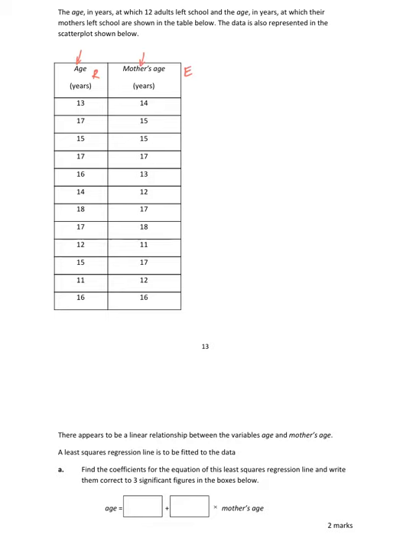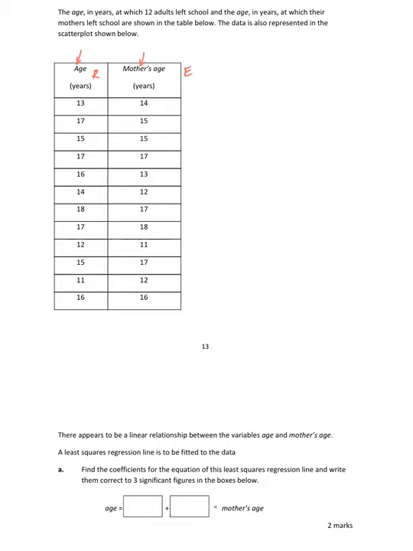I'll put age for the first column. Actually, I might put mother's age. I'll put M first because that's the explanatory variable. And then I'll put A for the response variable, in the second column. Again, it doesn't matter which one you put in the columns, just as long as you get your explanatory and response around the right way.